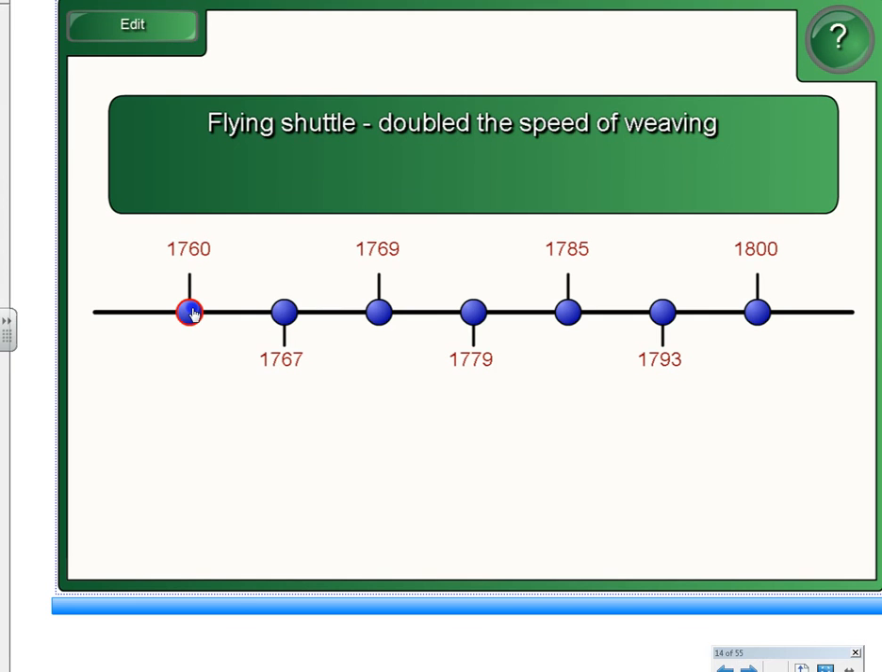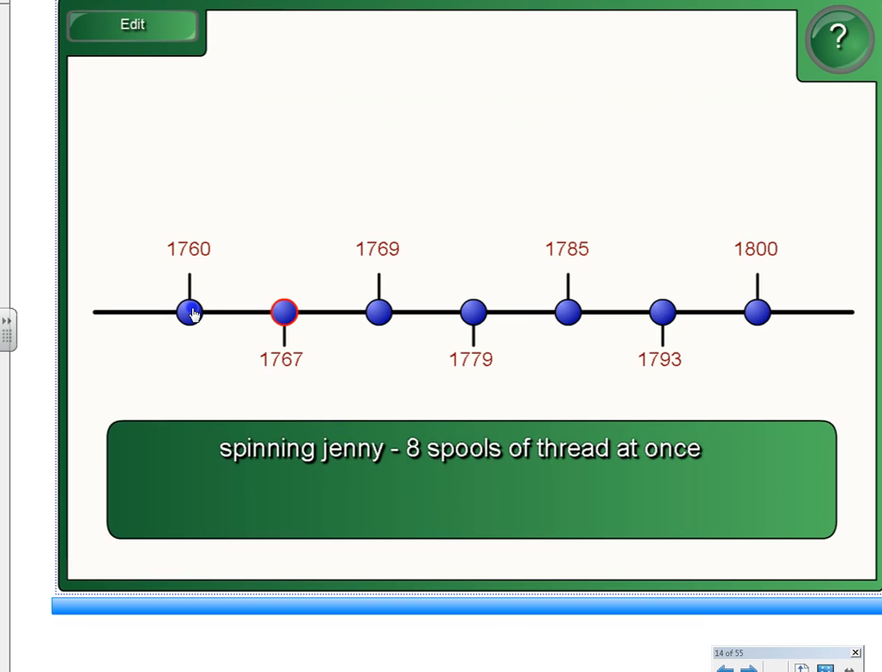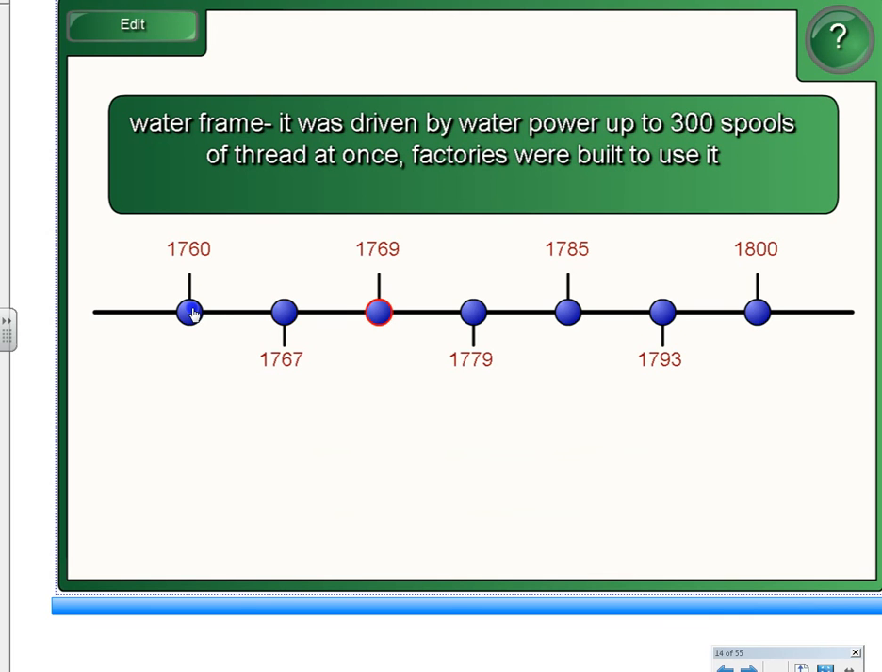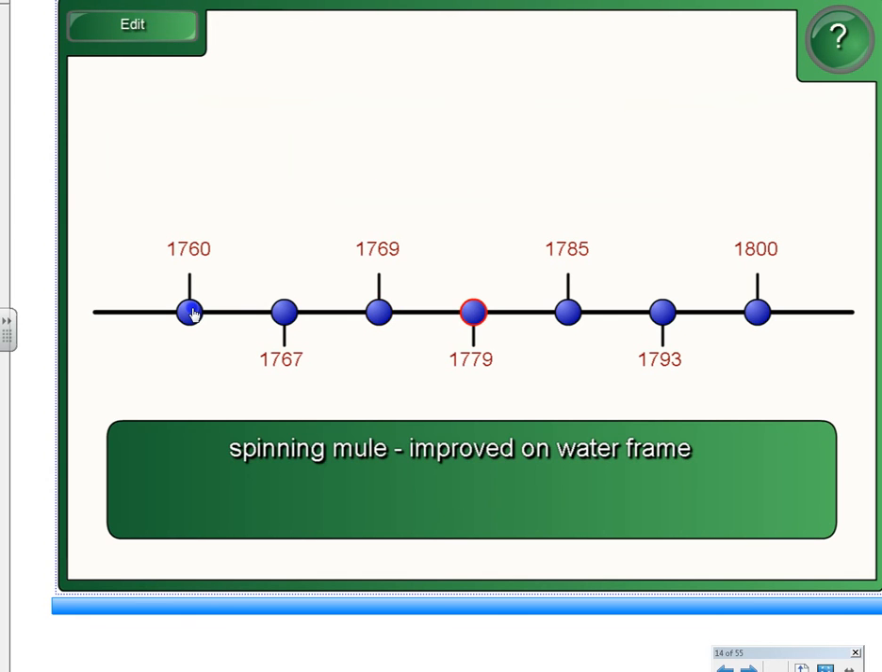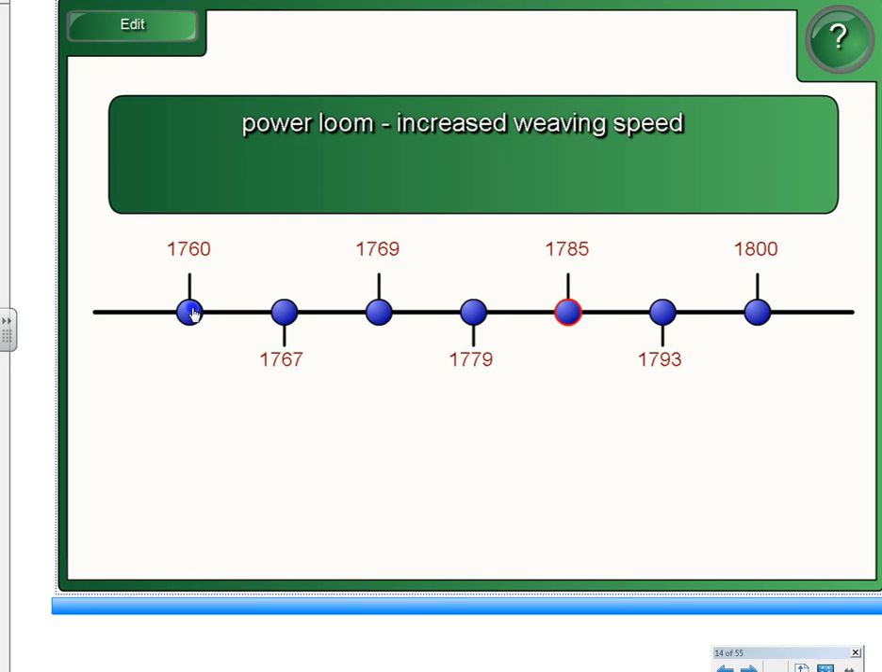The first one, 1760, called the flying shuttle. It doubles the speed of weaving. Okay, it's a machine. The spinning jenny allows you to use 8 spools of thread at once. The water frame, driven by water power, up to 300 spools of thread at once. So all of a sudden you're making much more fabric. By 1779 you have the spinning mule, which is an improvement on the water frame. 1785 you have the power loom.